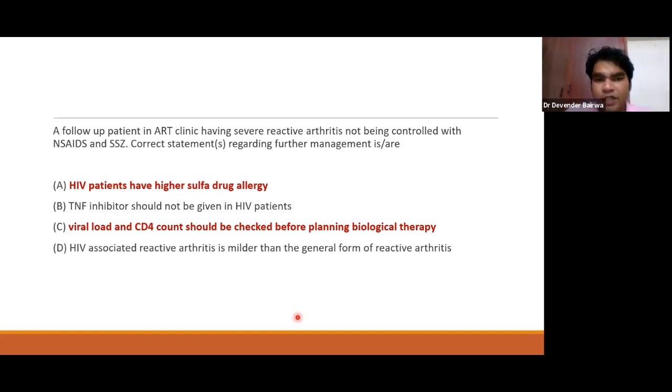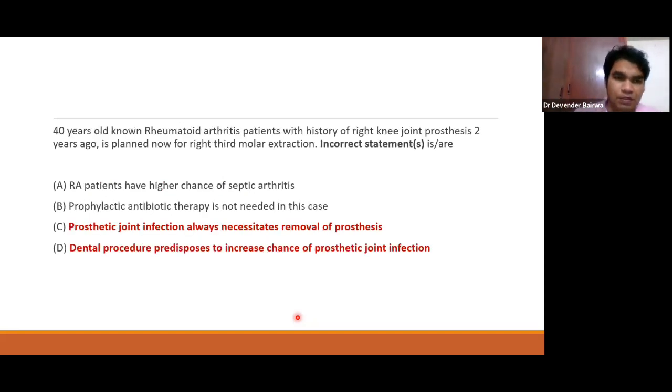HIV patients have a high sulfa drug allergy, we discussed, and I told you that HIV status is not an absolute contraindication to giving TNF inhibitor therapy. Viral load and CD4 count should be checked before planning therapy. If the viral load is less than 60,000 copies and the CD4 count is more than 200, the disease is controlled and there is no active infection, you are free to go with biological therapy in these patients.